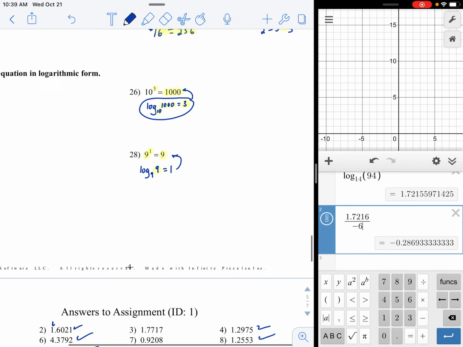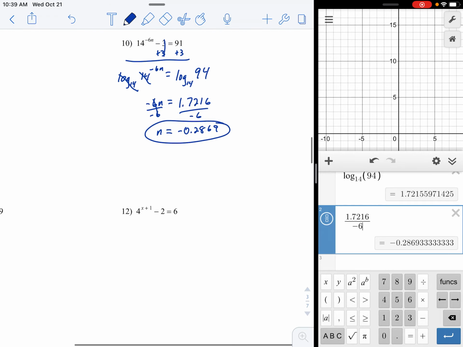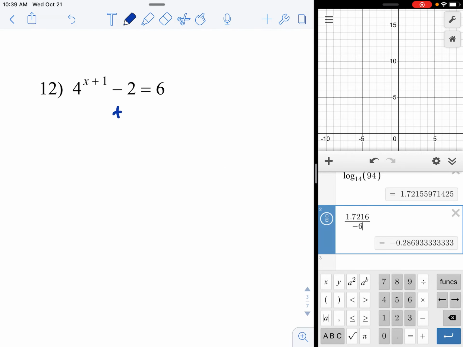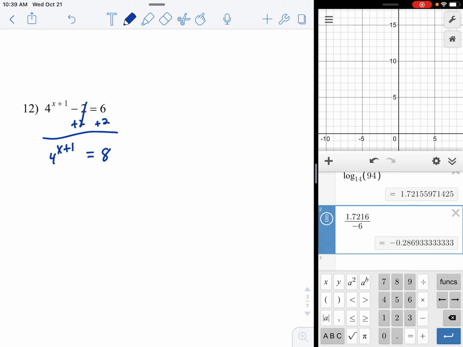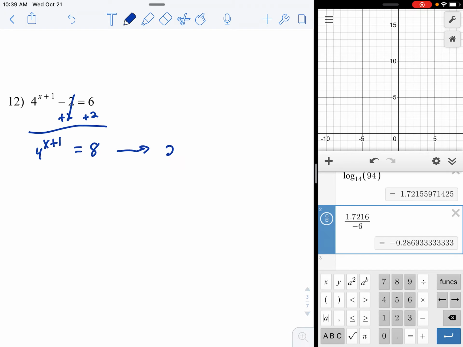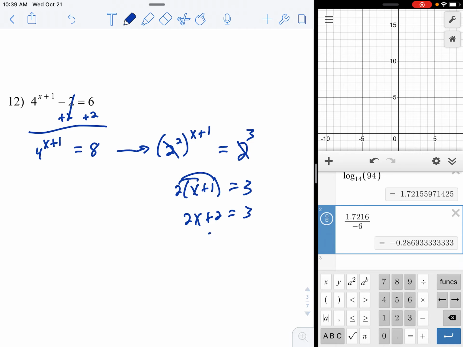I'm just going to peek at number 12. Number 12, the answer is going to be 0.5. All right, add 2 to both sides. 4 to the x plus 1 equals 8. Now, time out. We could solve this the way we did it yesterday. I can change this 4 to 2 squared. I can change that 8 to 2 cubed. 1-to-1 property gives me 2 times x plus 1 equals 3. Distribute: 2x plus 2 equals 3. Subtract 2, 2x equals 1. Divide by 2. X equals 1/2, or equivalently 0.5.